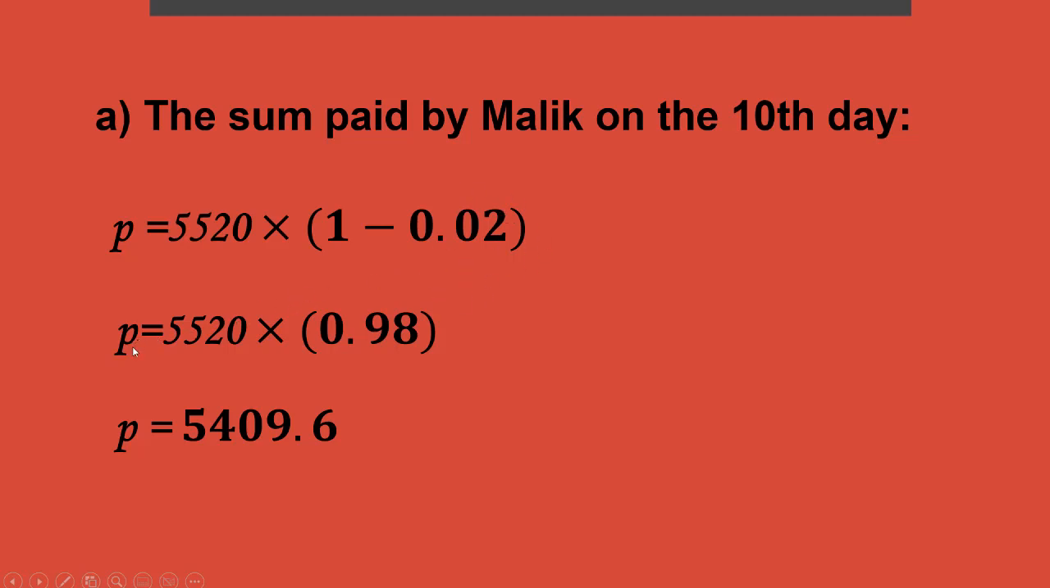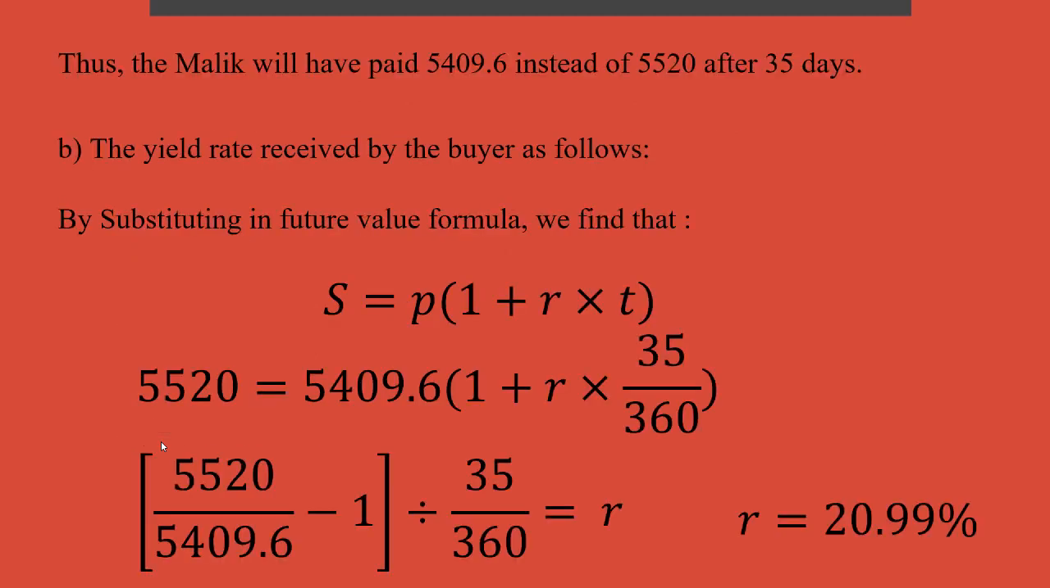So to get P, equals 5,520 times 98%. So P equals 5,409.6. Thus Malik will have paid 5,409.6 instead of 5,520 after 35 days. 35 days is 45 minus 10.